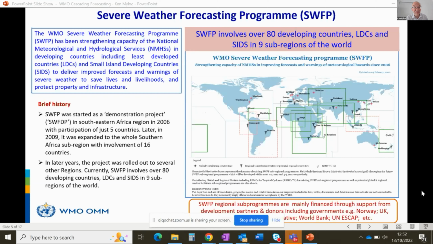In the following years, after the initial project start, there were a number of other projects initiated around the world. First of all, in the Southwest Pacific, around New Zealand, and then extending into East Africa, Southeast Asia, and now 9 different projects around the world. And these are at different stages of development, but quite a number of them are now operational.